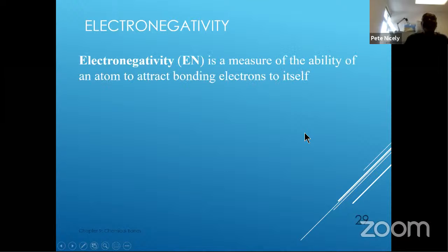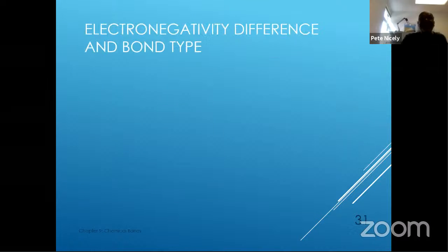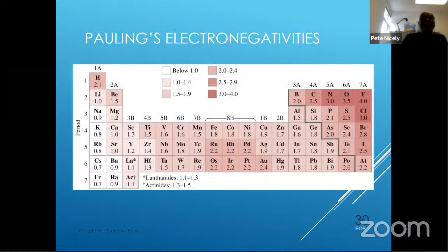Okay, so electronegativity, what time is it? Let me see here. It's now 1:40. You know what? I think I'm going to stop here. Let me just check something out here. Okay, yeah, I'm going to stop here for today.